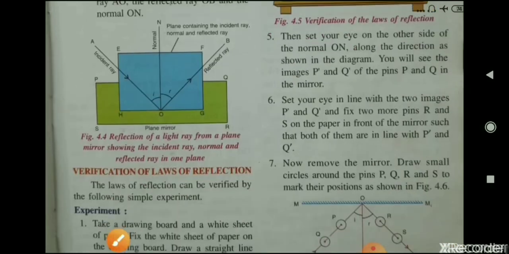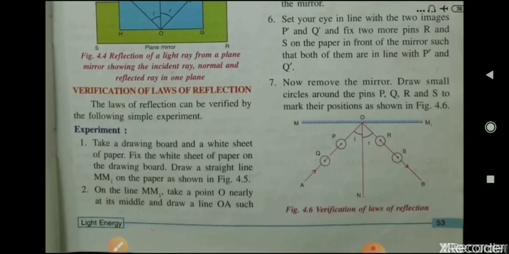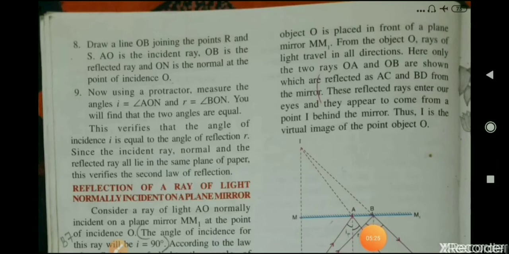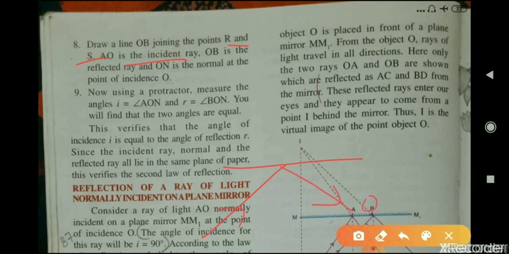Okay, now draw the circle around the pin, and then draw this line O, R and S, which joins these three points. When you join the line OB through the points R and S, AO is the incident ray, and OB is the reflected ray. Okay, this is OB and this is OA. This is the incident ray and this is the reflected ray, and ON is the normal at the point of incidence.